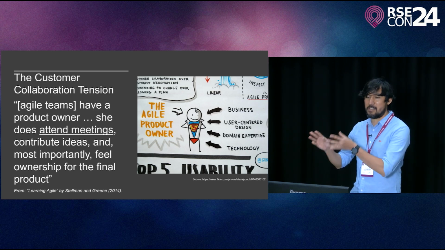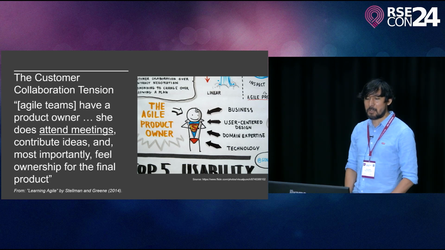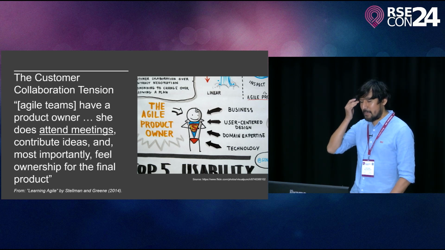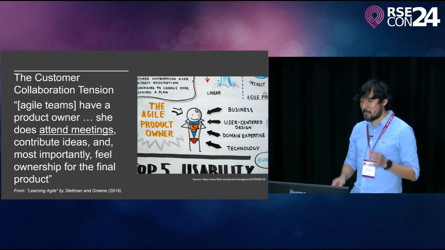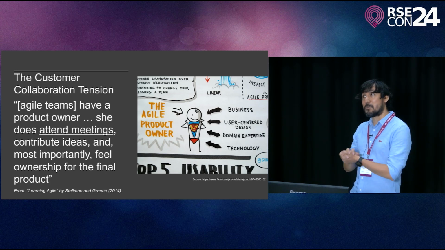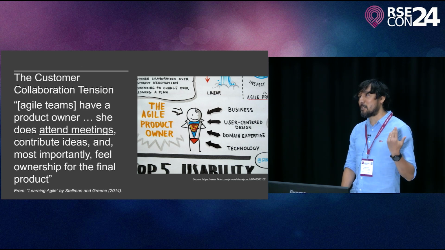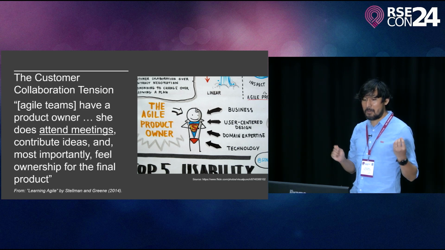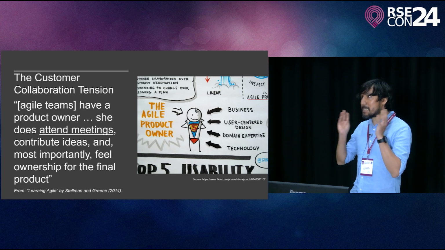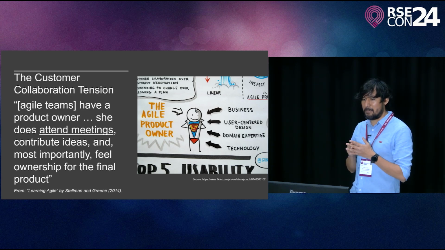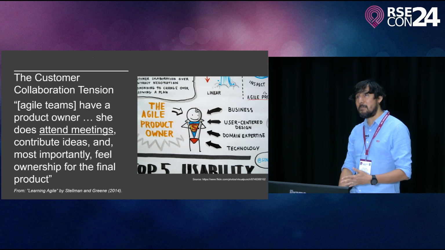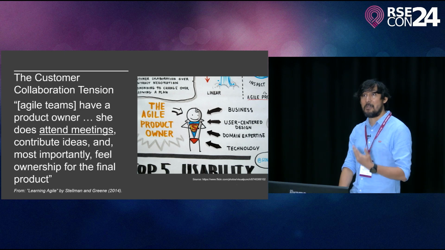Let's move to another tension, what I'm calling here the customer collaboration tension. The second Agile value is we should value customer collaboration over contract negotiation. As we saw before, in methodologies like Scrum, we have this role of the product owner, a representative of the customer that's part of the team. They will come to all the meetings, they will give ideas, and they will provide feedback.